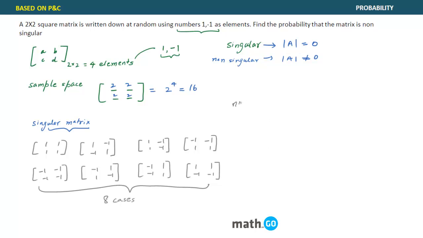So how many non-singular matrices are there then? Non-singular is nothing but 16 minus 8, which is equal to 8. Then what is the probability? Yes, we wanted the favorable cases to occur. So the probability is 8 by 16, which is nothing but 1 by 2. This is the answer which we were trying to find.